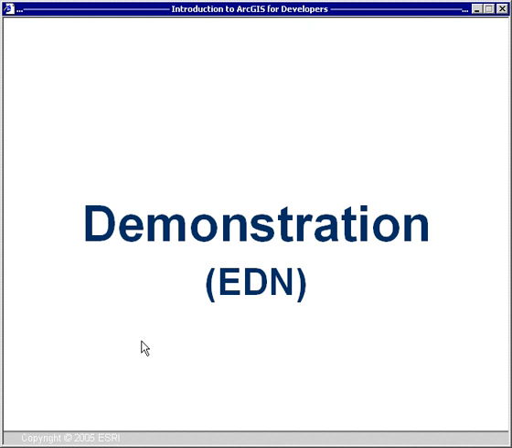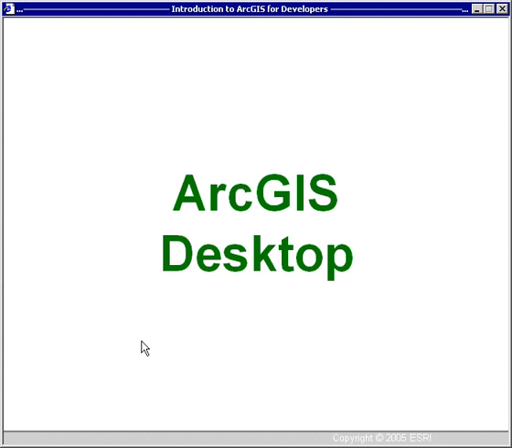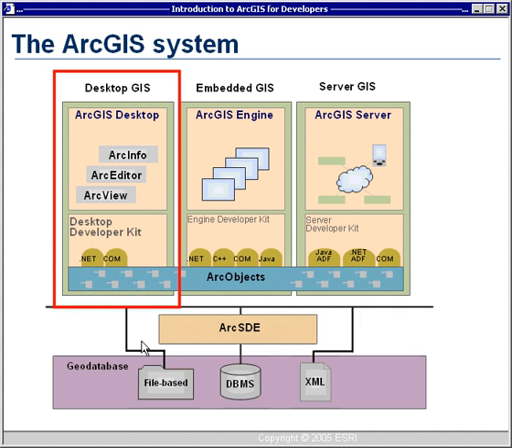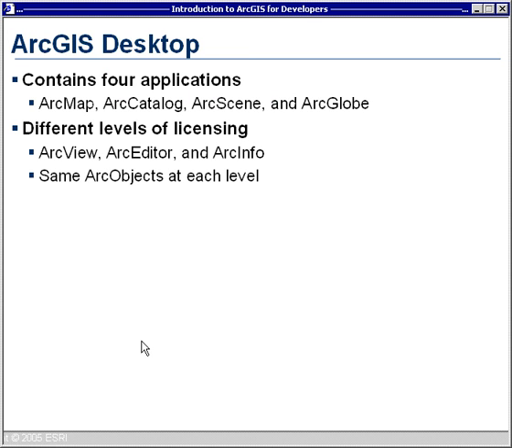So the EDN website is a great place for getting more information and for learning your way around the ArcGIS developer offerings. Well, let's now focus on ArcGIS Desktop. As we mentioned, ArcGIS Desktop fits into the ArcGIS system along with the embedded and server solutions. ArcGIS Desktop is a suite of GIS software products: ArcView, ArcEditor, and ArcInfo. These three different products all include 4 applications: ArcMap, ArcCatalog, ArcScene, and ArcGlobe.